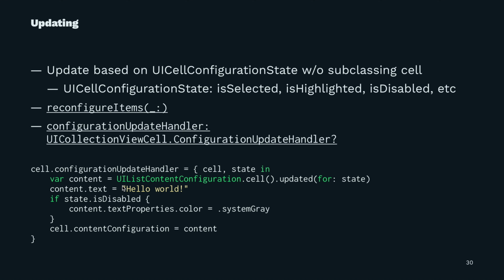This API is very useful for list style cells. For example, if you want to change the disabled state of the cell so that it makes the text gray, you can do it like this.